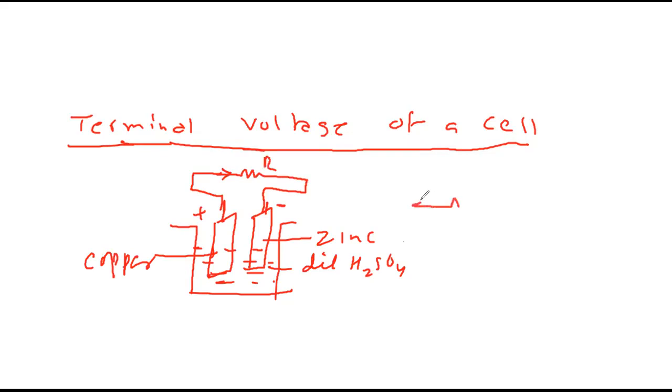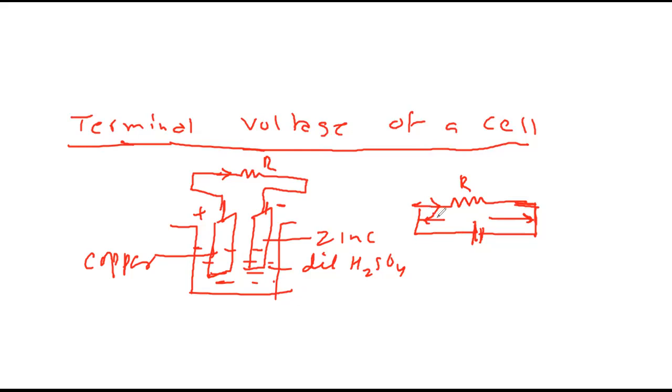Its circuit diagram you can represent as shown. Potential difference or terminal voltage is the work done to move the charge, per unit charge, through the external resistance. The EMF was for the complete circuit. This is only through the external resistance.